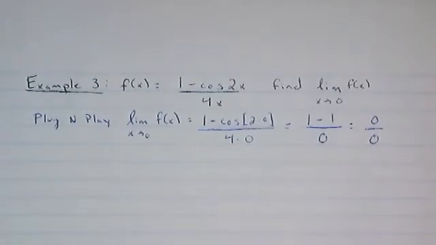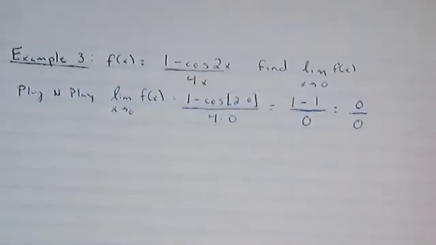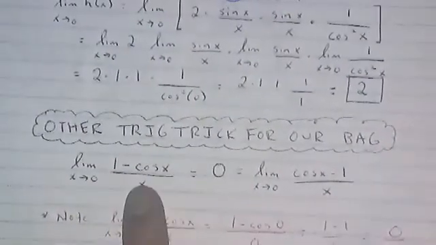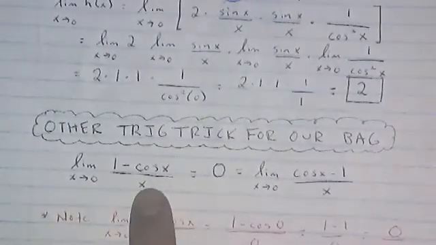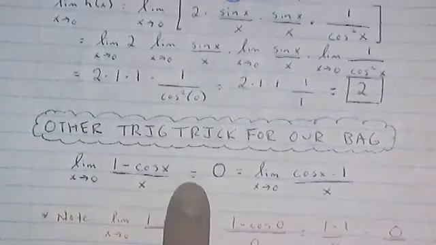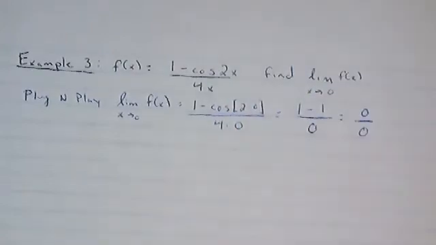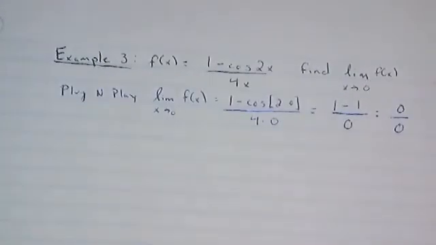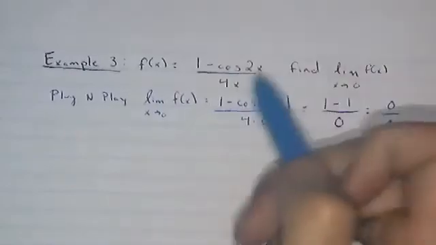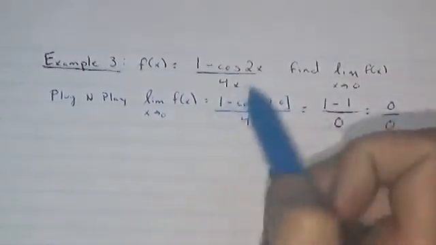But that thing we're starting out with looks pretty similar to what we need, that identity we just saw. The other trig trick says if we have 1 minus the cosine of something over that something, that limit is 0. Well, we don't quite have the something, but it's pretty close. And this isn't actually going to require us to add anything. Everything we need is already there.